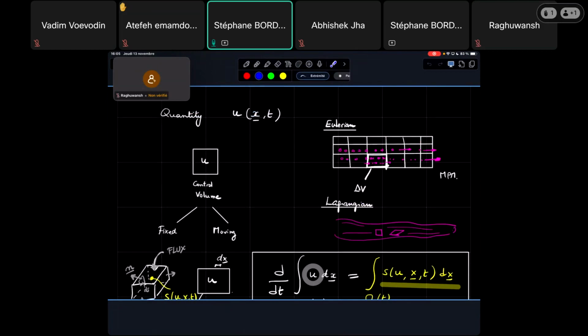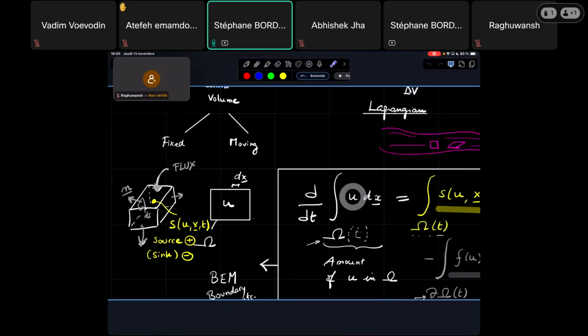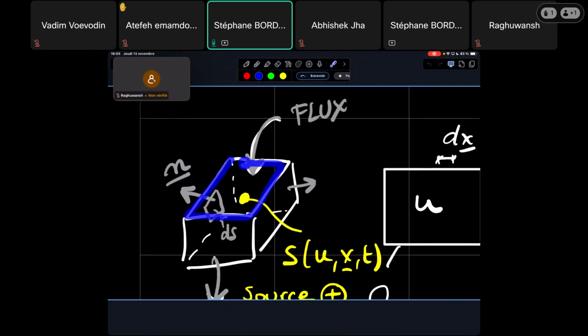I'll summarize a little bit what I just said. So we just said we have a control volume. This is here. We have a sink or a source. This is what's coming from inside. And then we have what leaves the control volume or what enters the control volume. And this goes through the boundary.